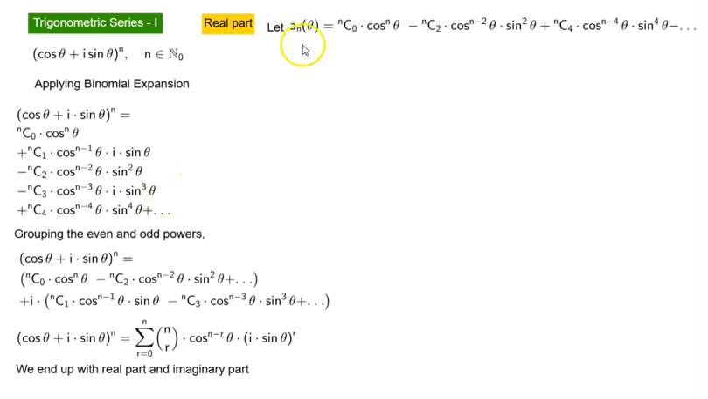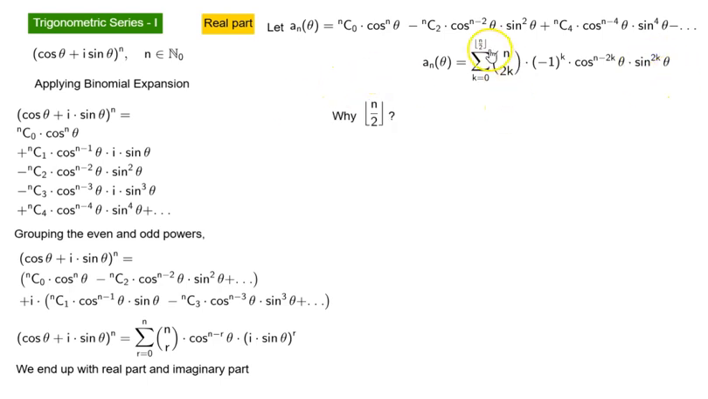So let A sub n of theta equal nC0 times cos n theta minus nC2 cos to the power of n minus 2 theta times sin square theta, and so on. A sub n of theta is equal to the summation k equal to 0 to the floor of n by 2 of the binomial coefficient n choose 2k times minus 1 to the power of k times cos to the power of n minus 2k theta times sin to the power of 2k theta.